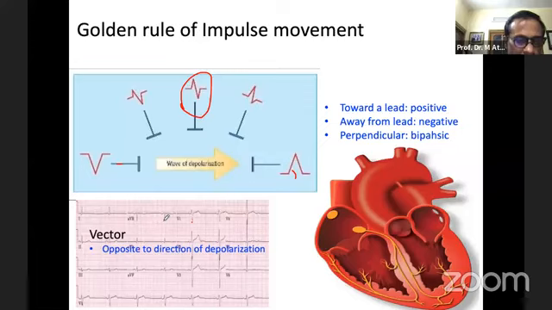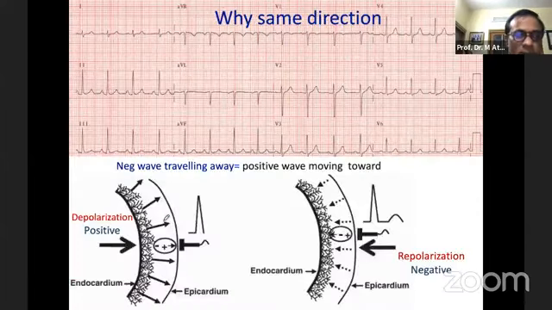It should be in the opposite direction of the QRS complex, because QRS represents depolarization and T represents repolarization, and the direction of both components is opposite. That is, depolarization and repolarization move in opposite directions. So the T wave should be in the opposite direction, but it is in the same direction. Why do both the T wave and QRS complex move in the same direction?